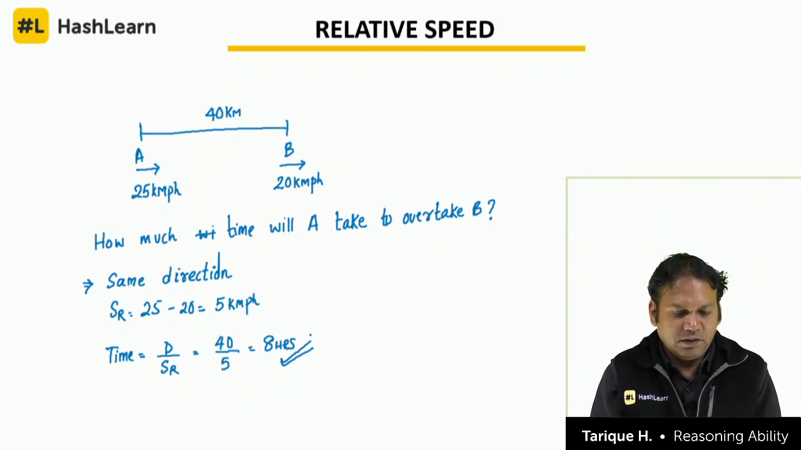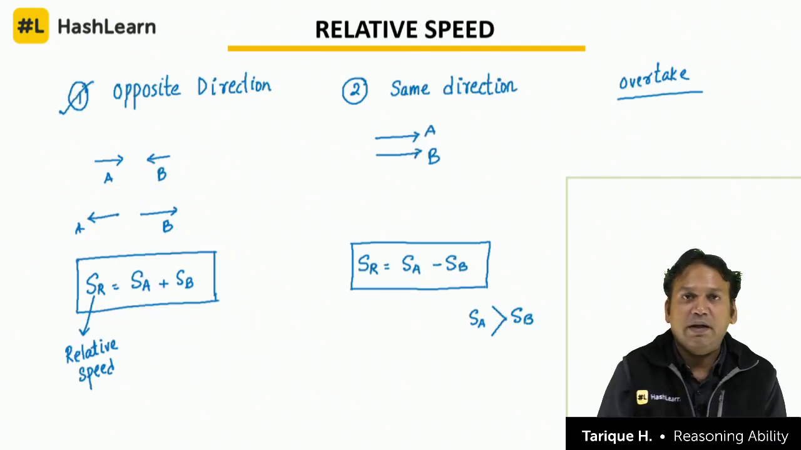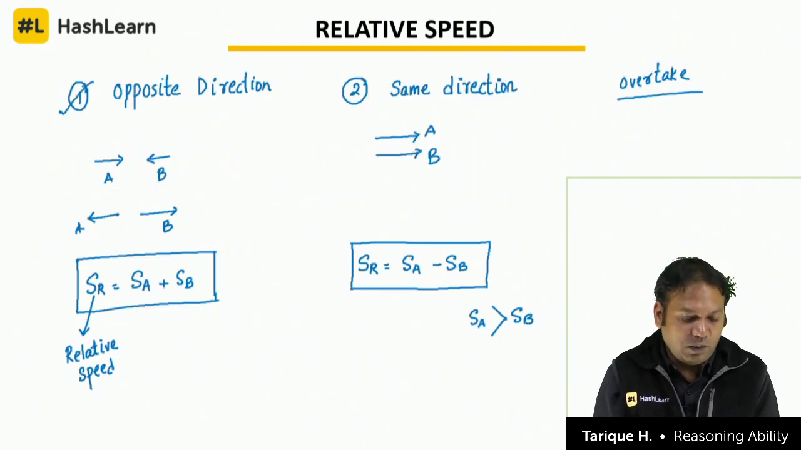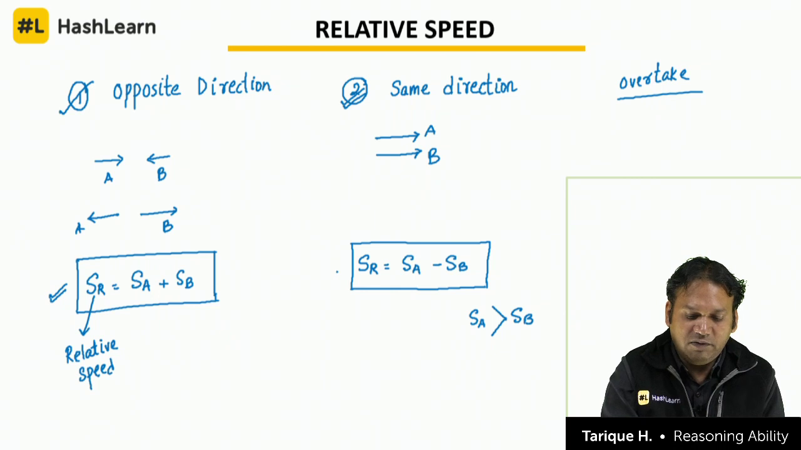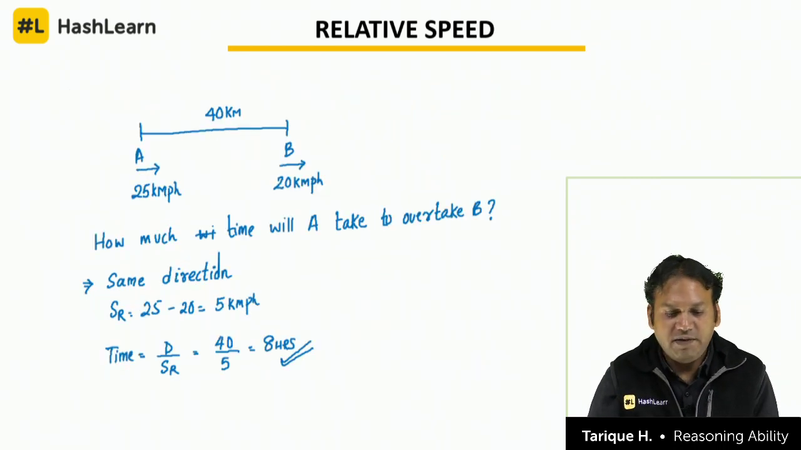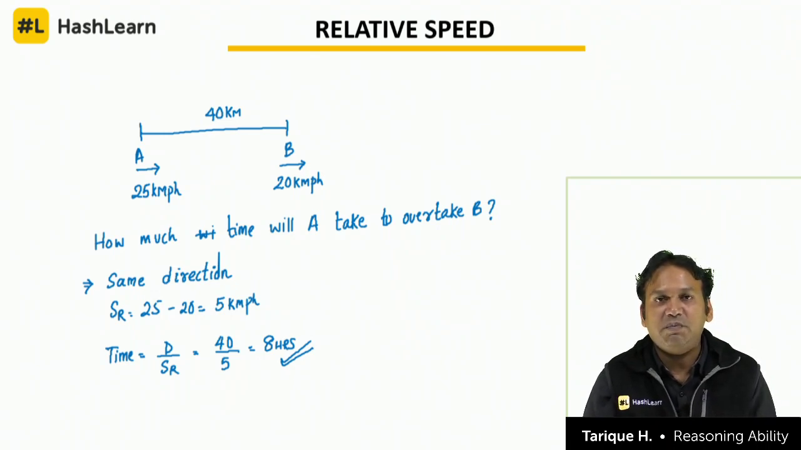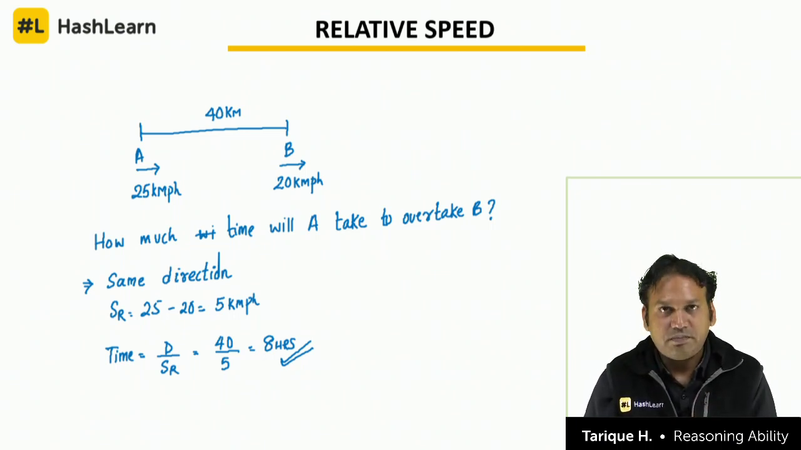Okay. So now we have seen one example and the main scenario, that relative speed is of two types. One is that when objects are moving in opposite direction, relative speed is the sum of speed. When objects are moving in the same direction, relative speed is equal to the difference of speed, right. And we have seen this particular example where A and B, the gap is 40 kilometers, B is moving at a speed of 20, A at 25. So A will catch B after 8 hours.